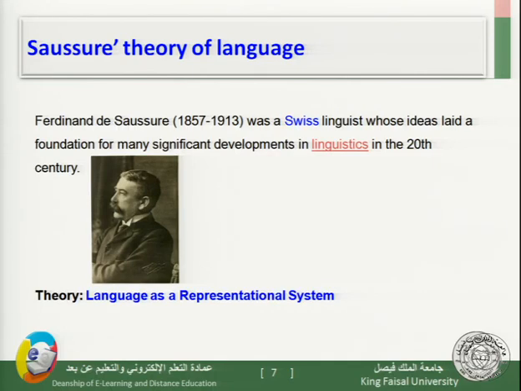Now, what we are interested in is the theory about language which Ferdinand de Saussure has raised, and the title of his theory is Language as a Representational System. I'm going to talk about this theory and analyze some of the main principles this theory talks about.